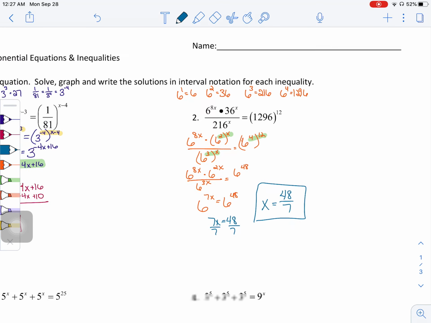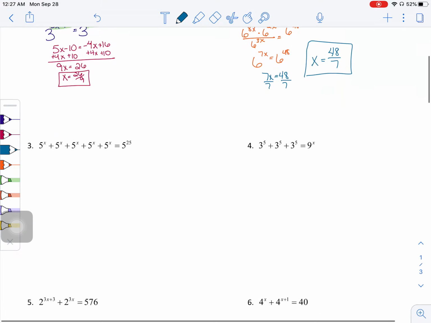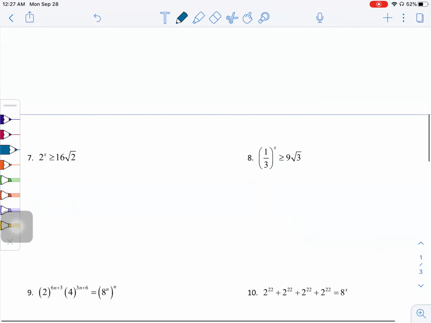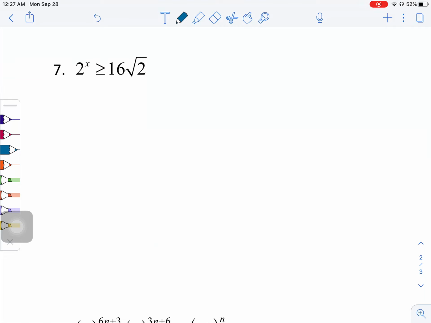All right, so 1 and 2 are 2 equations. I'm actually going to skip over 3, 4. I'm going to bounce down to some inequalities and work with some inequalities using that same methodology so that you understand what's going on there. The ones that I skipped over, I'll make a separate video because those are slightly different. All right, we have 2 to the x is greater than or equal to 16 root 2. I need a common base.